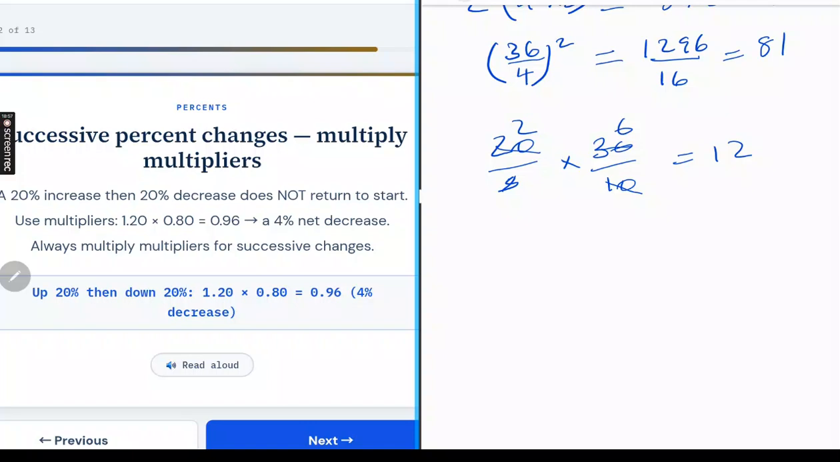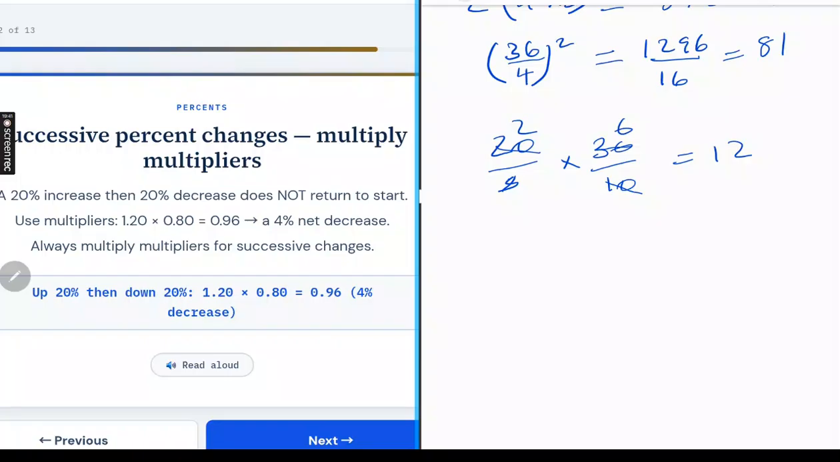Successive percent changes. All right, this is the one where I think we have said this before. To increase a number by 20%, you multiply by 1.2. To decrease a number by 20%, you multiply by 0.8. Sometimes, like even now, the price of fuel is increasing, especially because of the current Iranian war. Sometimes it will increase and sometimes it will decrease again.